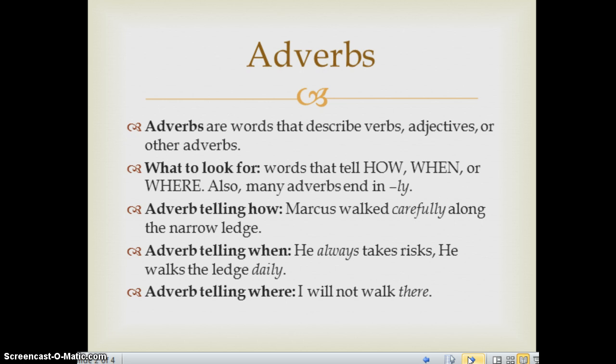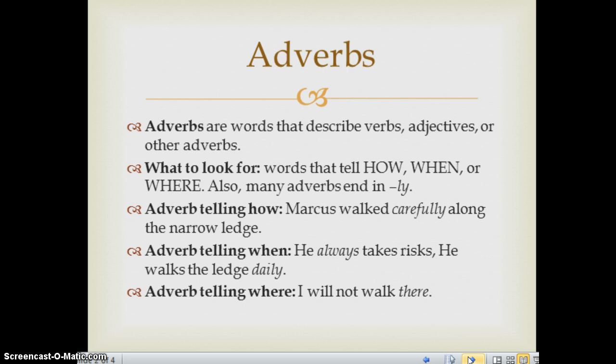For example, an adverb telling how: Marcus walked carefully along the narrow ledge. Okay, I need to find either a verb or an adjective, and ask, is it telling me how, when, or where? Walked is a verb. I know that because I can show you how to walk. So I ask myself, how did Marcus walk? When did Marcus walk? Or where did Marcus walk? It says Marcus walked carefully. That is how he walked. Plus, carefully ends in ly, so I know that carefully is my adverb.